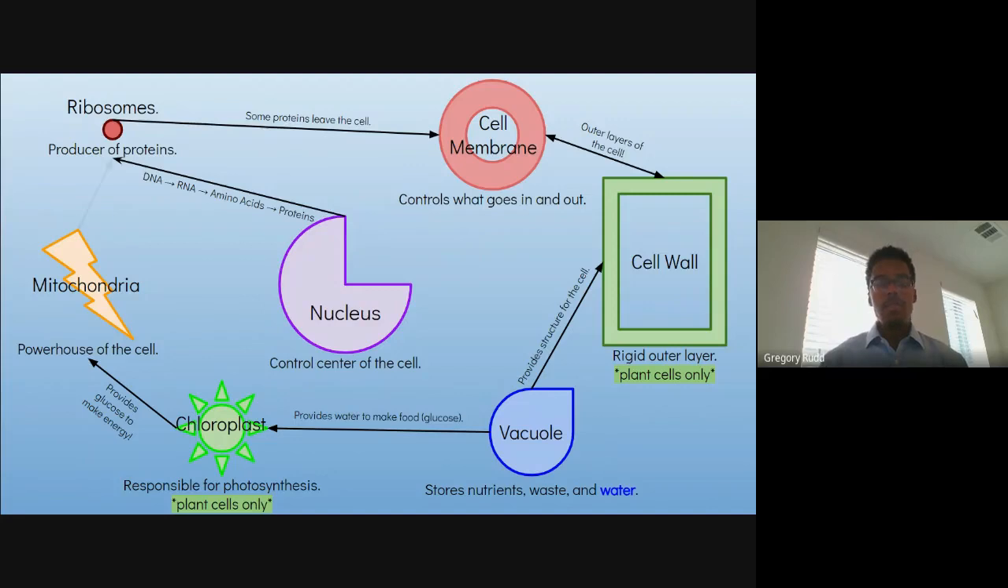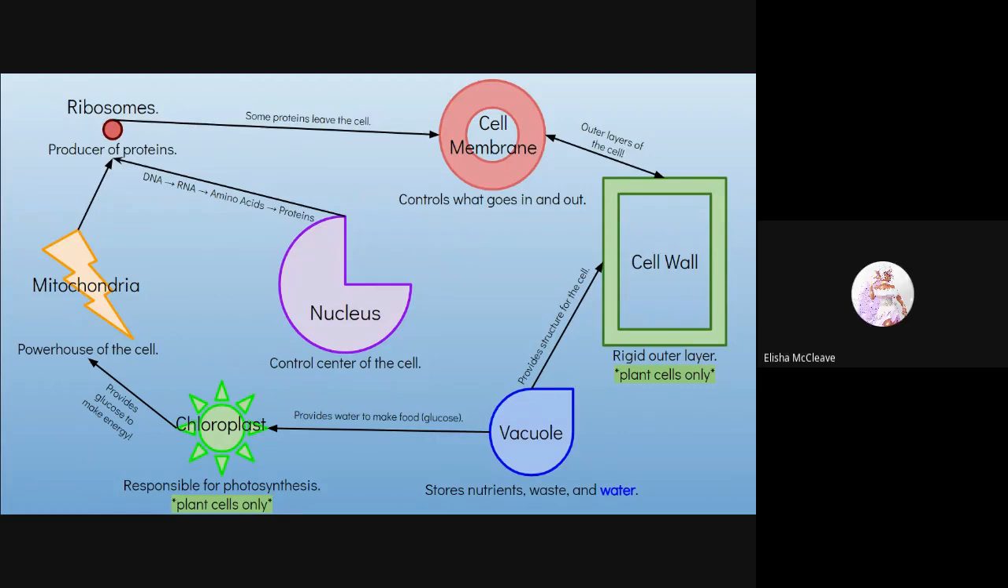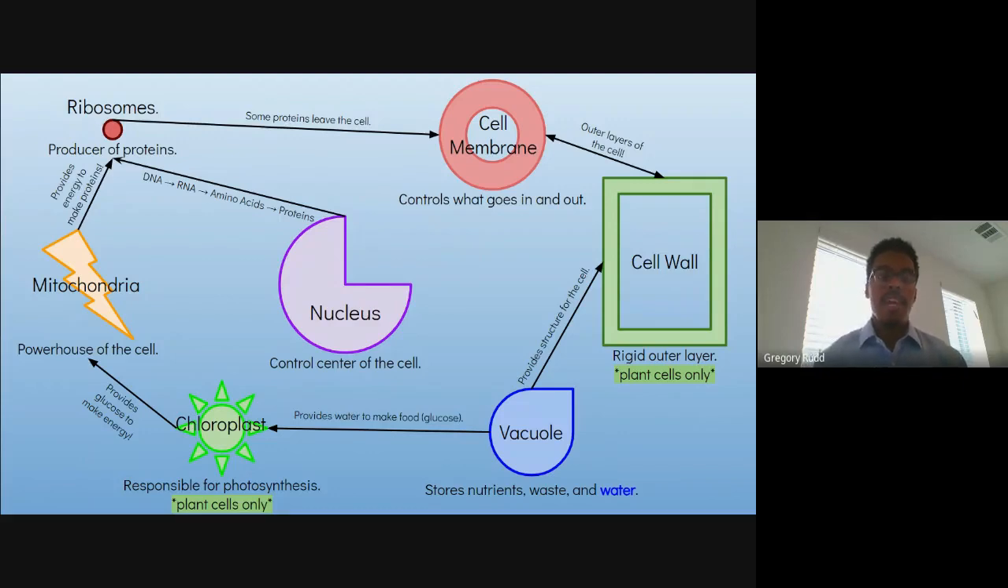And then last one, how are the mitochondria related to the ribosomes? If we need water to make glucose and we need glucose to make energy, then what's the next step of that? We need energy to make proteins. Beautiful, yeah. So the mitochondria provide the energy to make proteins.